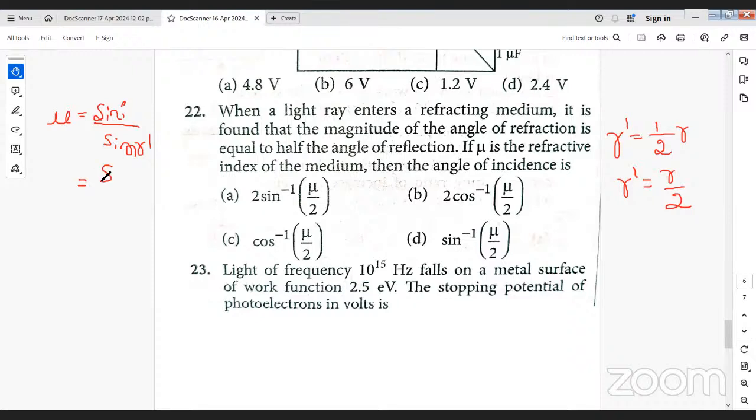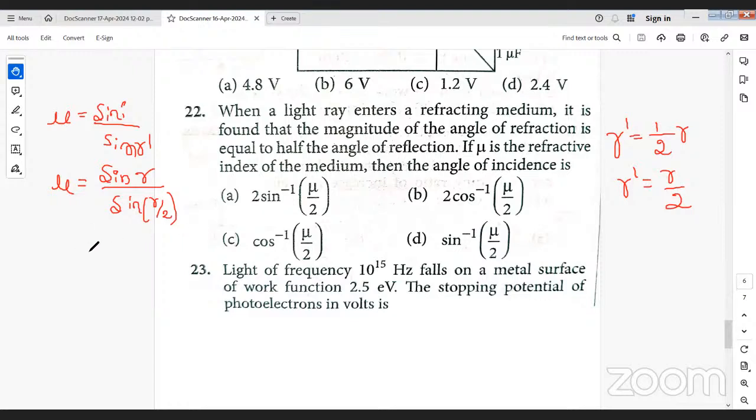So now if I write it, the refractive index is equal to sin R divided by sin of R divided by 2. Why? Because in the reflection phenomena, angle of incidence is equal to angle of reflection. Correct? So therefore, I can take it as sin I and sin R in the replace. It is sin R divided by sin R by 2.